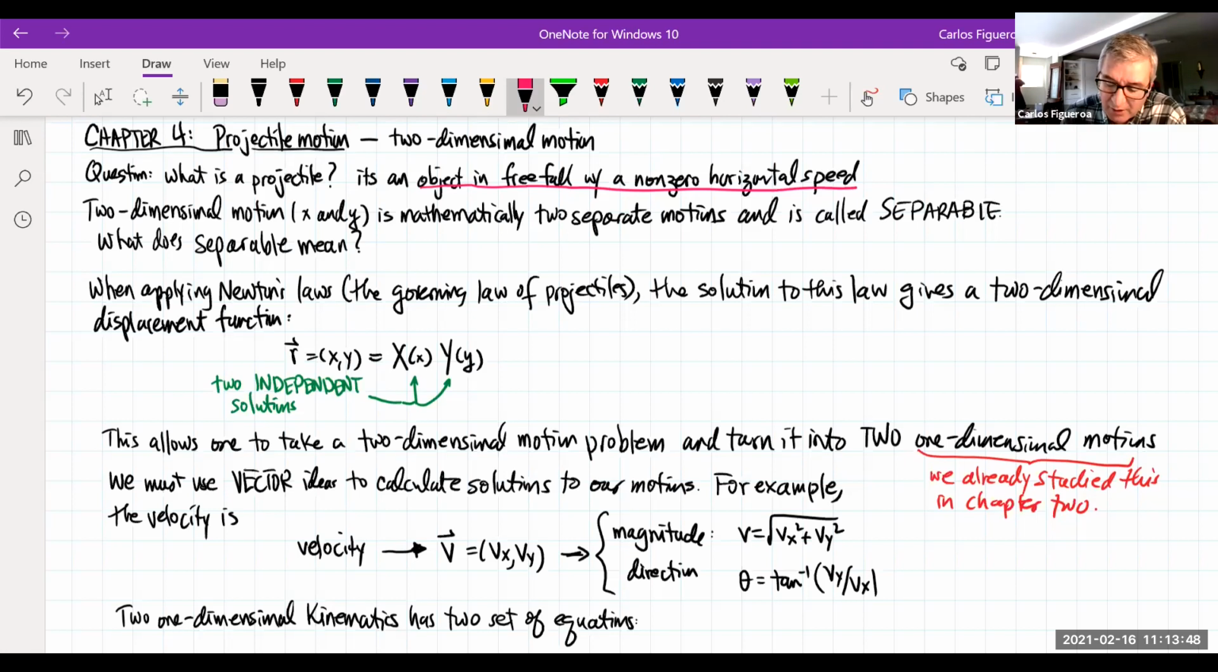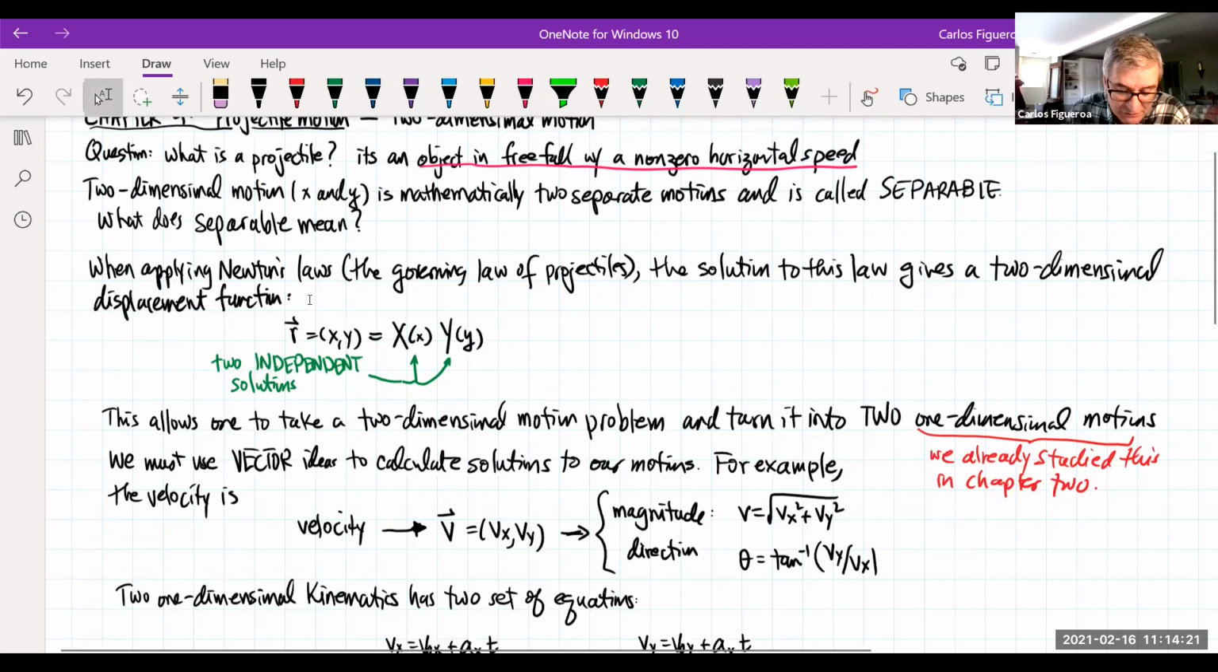So what we do now is get the vector ideas, because if I have a two-dimensional problem, there's a vector part for the velocity. If I look at the velocity, I go to my x motion equations and get my v_x, then I go to my y equations and get my v_y. Then to really get the velocity in two dimensions, I use the vector ideas to get the magnitude and the direction.